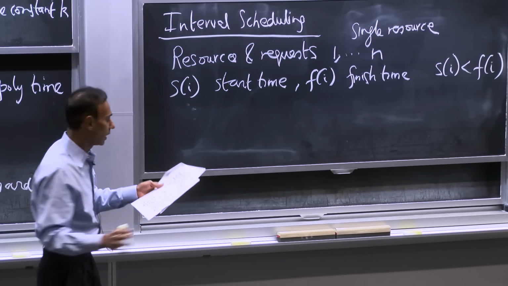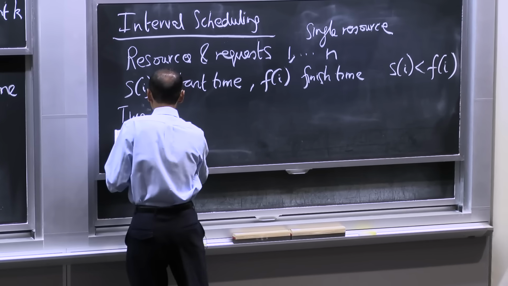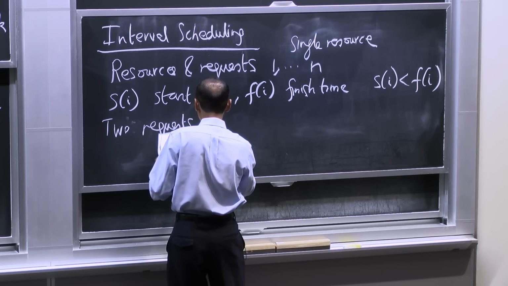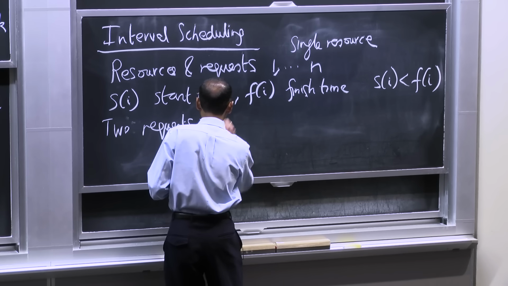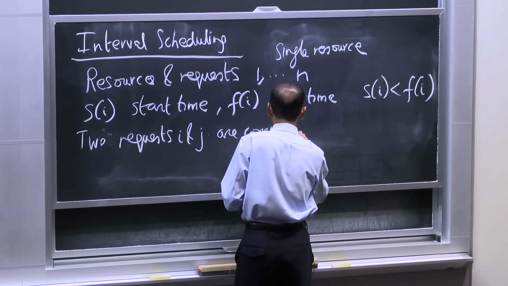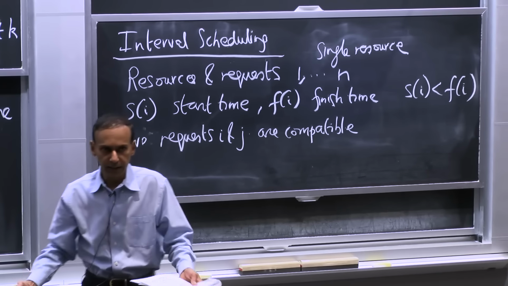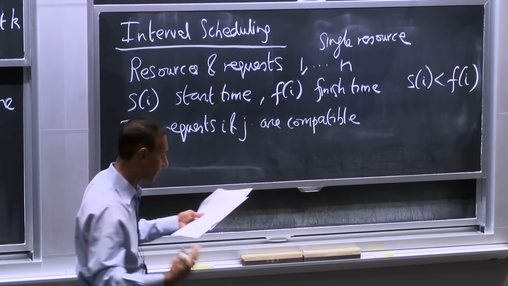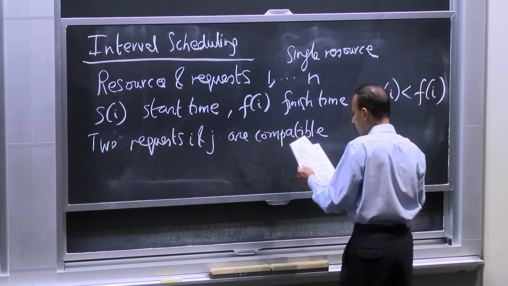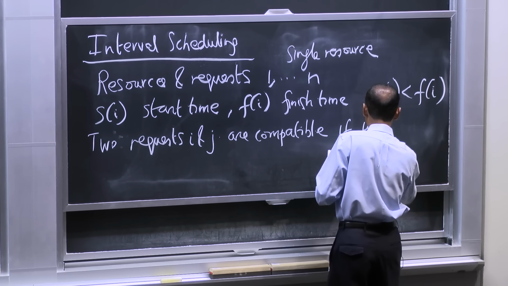And then the second part, which is intuitive, is that two requests, we have a single resource here, remember, i and j are considered to be compatible, which means you can satisfy both these requests. Incompatible requests you can't satisfy with your single resource simultaneously. Requests are compatible provided they don't overlap.